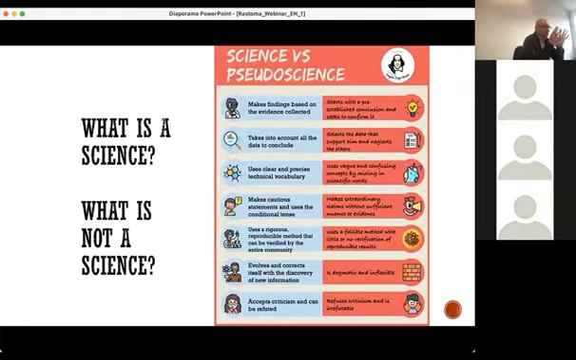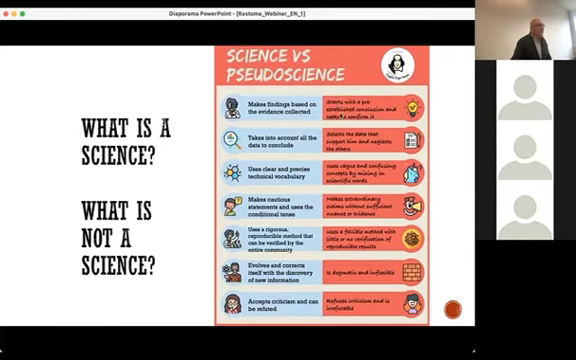To make a sort of synthesis of what is science and what is not science: science versus pseudoscience. When you are doing science, you make findings based on evidence collected. You make experiments, and from the experiments, you build theory and you build predictions.